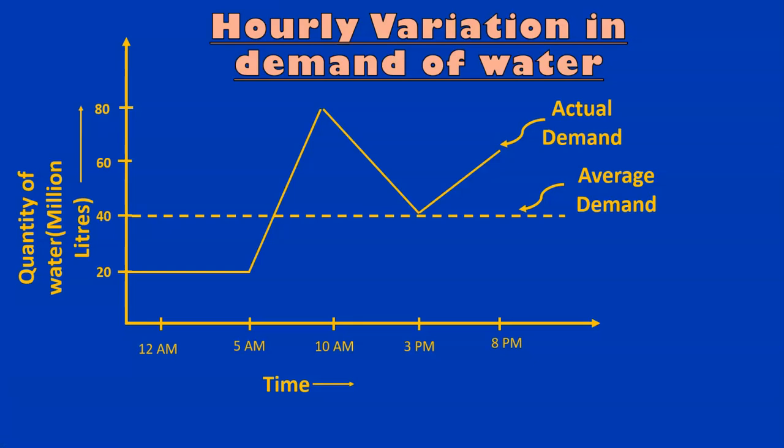So this is a typical diagram showing the variation of actual demand, but the average demand remains a straight line because average demand is calculated by the formula which we have discussed before, that is V by 365 into P.